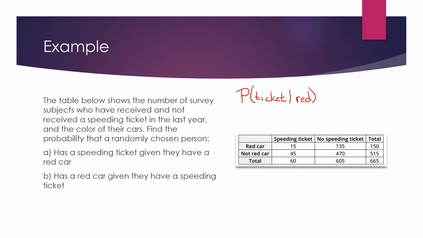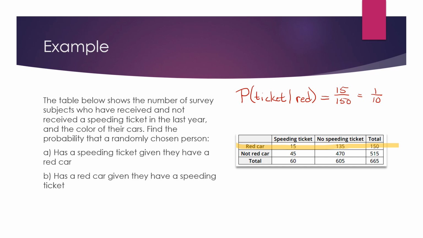So for this, we're only going to use part of the table. So we know they have a red car. So really the only part that we are interested in is that first row straight across right here. So they have a red car. Now we want to know about the ticket. So that is just equal to 15 people divided by that 150. So 15 people got a speeding ticket out of everybody who had the red car. And in this case, that is 1 out of 10.